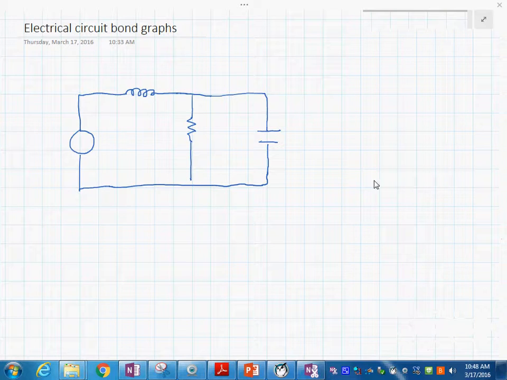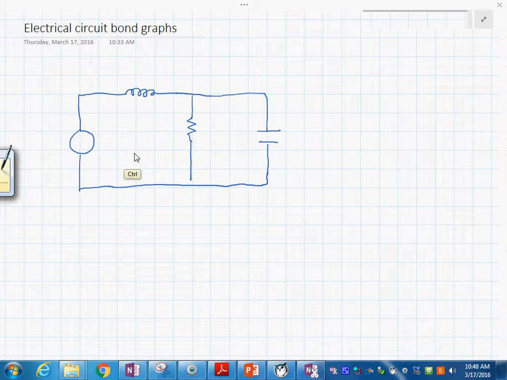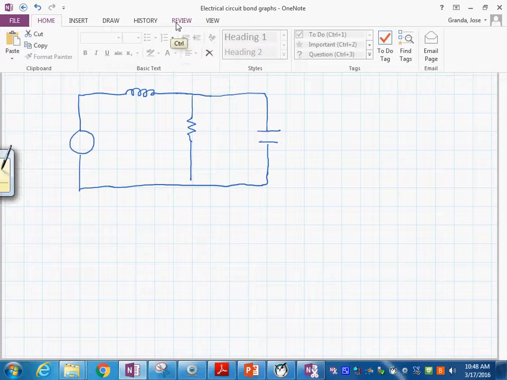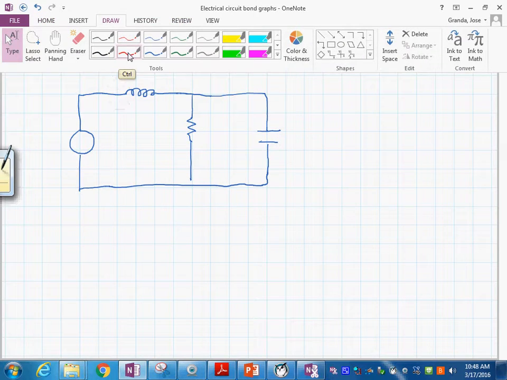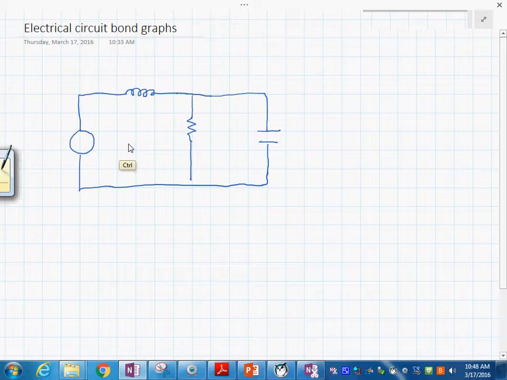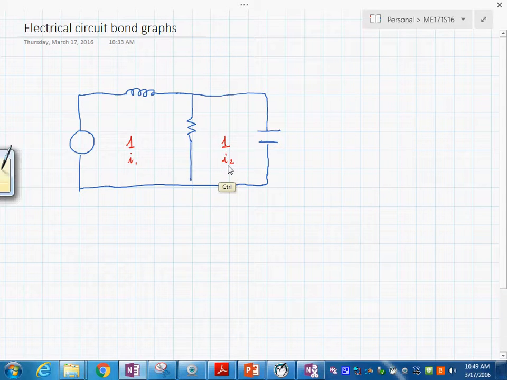Okay, so the first thing we're going to do is to put the one junction for each one of the currents here. So we put the one in here, we put the one over here. This is the current I1 here, and this would be the current I sub 2. And that's the first step.